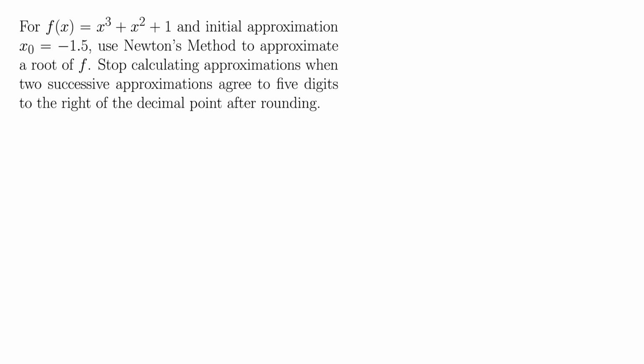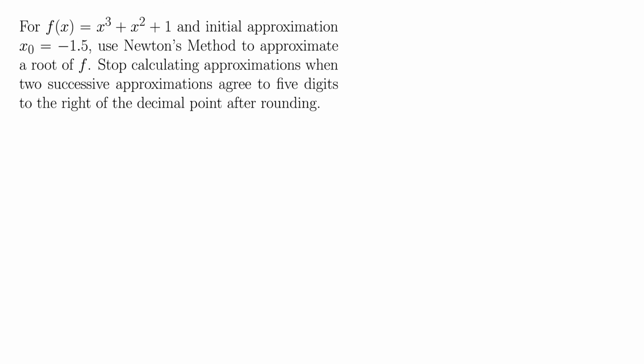Okay, so these can look a little wordy just because there's a lot of things to say up front, but they're really not as bad as it initially looks. We have f of x equals x cubed plus x squared plus 1, and initial approximation x naught equals negative 1.5. Use Newton's method to approximate a root of f. Stop calculating approximations when two successive approximations agree to 5 digits to the right of the decimal point after rounding.